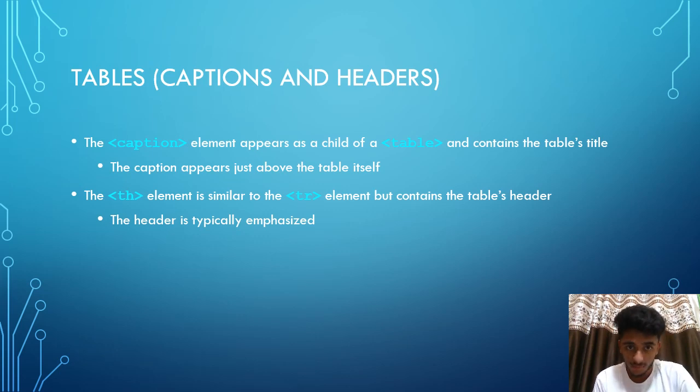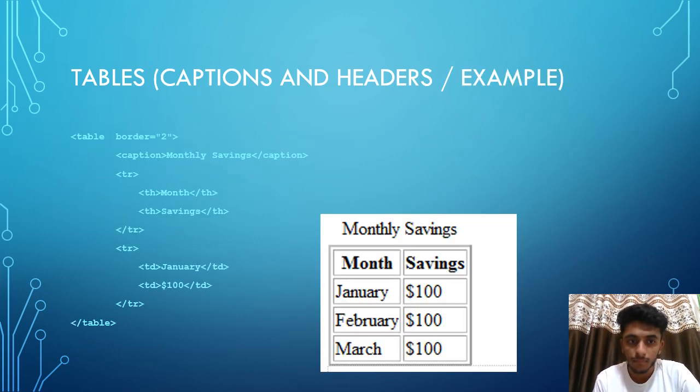So we'll discuss what a caption and header are with an example. This is an example of caption and header. You can see the caption is outside the tr but inside the table. Basically, monthly savings is the caption over here, and month and savings are the headers. So this is the tr which comes under row, month and savings, followed by the months, January, for example. Anything you can write.